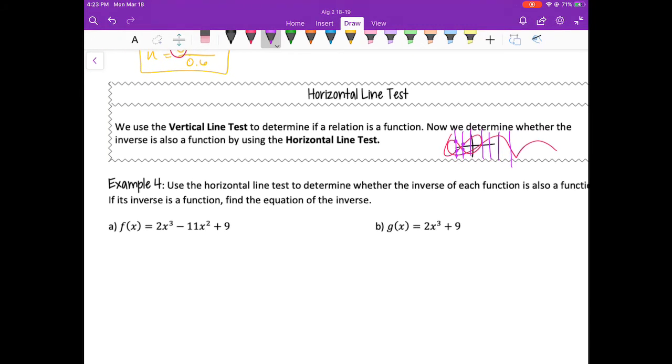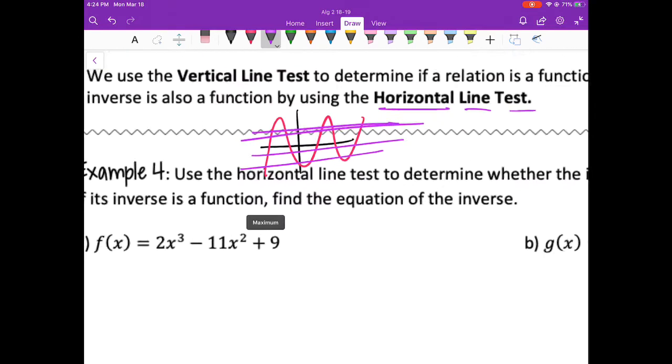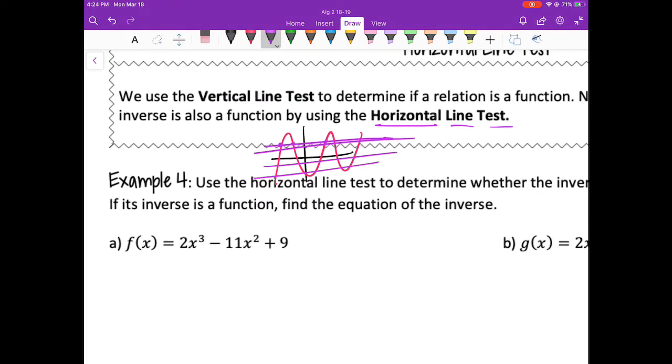Now, remember that our inverse graph is a reflection across the diagonal line y equals x. So this time we use what's called the horizontal line test. If I give you a graph that looks like that, we want to draw horizontal lines. And if our horizontal line hits our graph at any given point more than once, that means that its inverse is not a function. So the pink graph that I drew still is a function, but its inverse will not be. It'll just be an inverse relation.